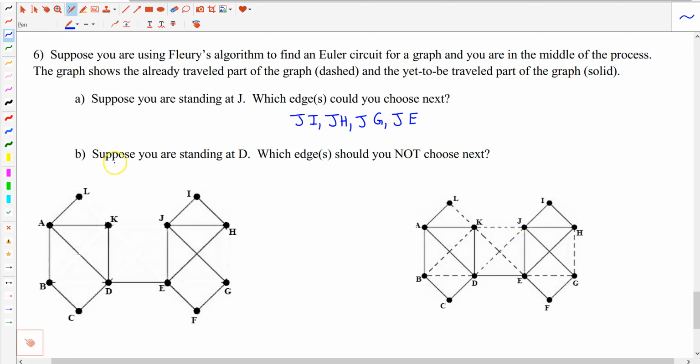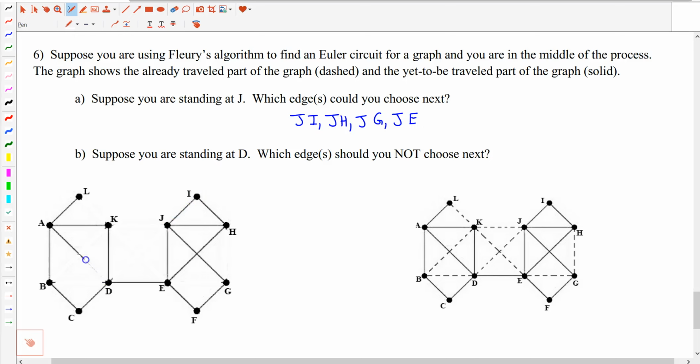Alright, so now for part B. Suppose you're standing here at vertex D. Which edge or edges should you not choose next? There are 4 edges coming out of D. I'm sorry, we don't want to grab any edge that is a bridge. So does any of those edges satisfy that? What about this edge from D to C? If I were to remove it, is this graph now disconnected? No, it's still possible for me to, for instance, get from C to I, so that one is okay.